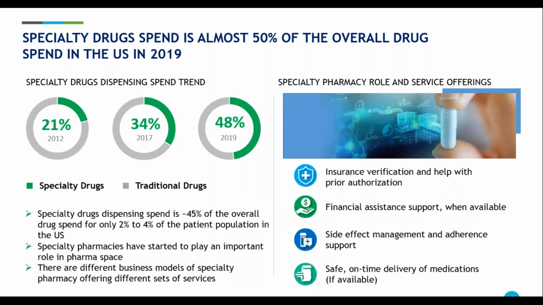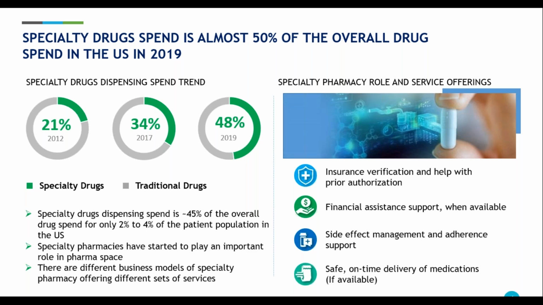If you look at it, the dispensing revenue in US for the specialty drugs in 2012 was only 21%. The remaining 80% of the dispensing revenue was almost coming from traditional drugs. But the trend kept on increasing, reaching almost up to 50% in 2019 for the specialty drugs. Now, this is a pretty vast growth, and this growth is something that we are also going to see in the next few years as well. The FDA statistics actually says that almost 60% of the pipeline drugs that are there for approval in the next 2 years are all specialty drugs.